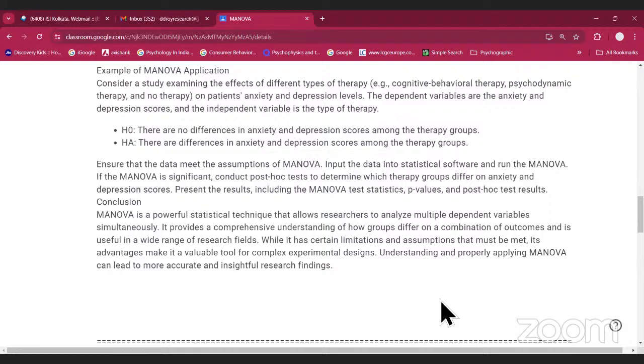Okay, meaning whether the independent variables are having different effects. Yeah, definitely. Because anxiety management or depression management due to the cognitive behavior therapy and psychodynamic therapy differs. So if you find that the linear combination of these dependent variables is affected by these types of therapies, then you have to find out which therapy has more contribution.